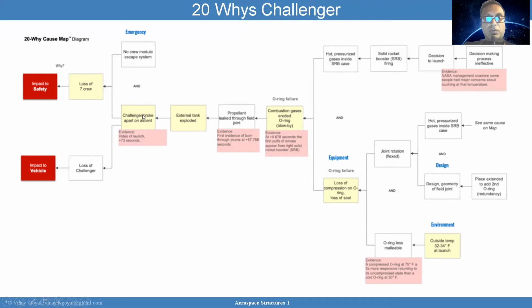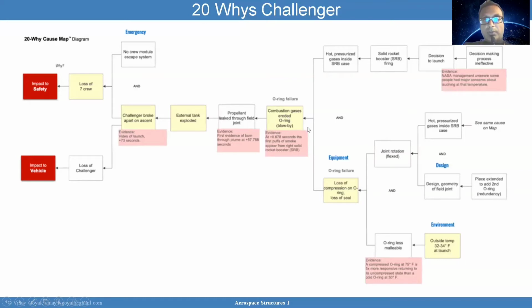Then you can ask, well, why then? The external tank exploded. Why that? Well, the propellant leaked through the fuel joint. And then you can put evidence along with that as you go, because it will give you a lot of information about what could have transpired in terms of timelines. Then you could ask yourself, why did the propellant leak through the fuel joint? Well, because there was an O-ring failure and the combustion gases eroded the O-ring. We call that blow-by, and you have some evidence that points to this.